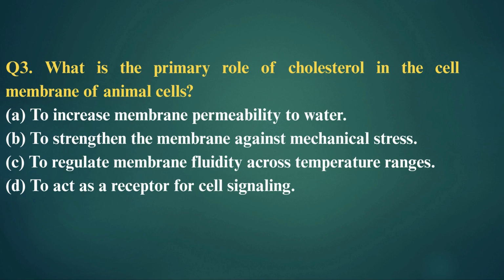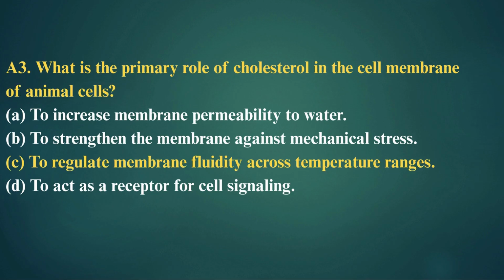Question 3. What is the primary role of cholesterol in the cell membrane of animal cells? A. To increase membrane permeability to water. B. To strengthen the membrane against mechanical stress. C. To regulate membrane fluidity across temperature ranges. D. To act as a receptor for cell signaling. Answer is option C. The primary role of cholesterol in the cell membrane is to regulate membrane fluidity across temperature ranges.